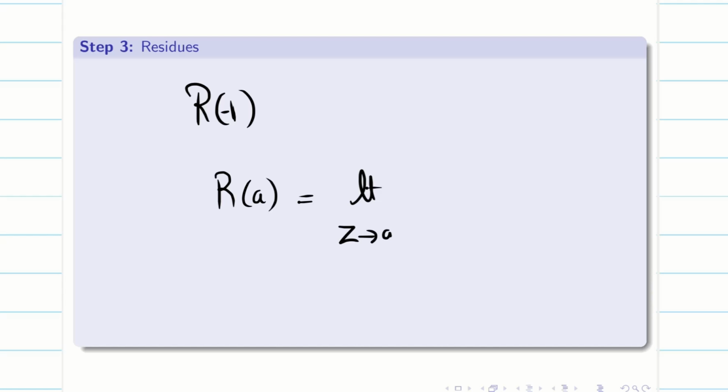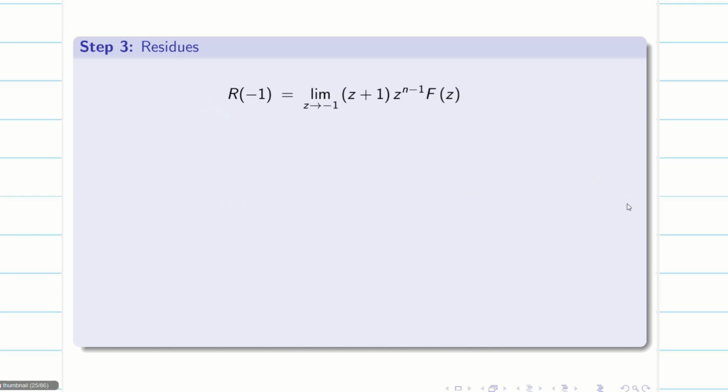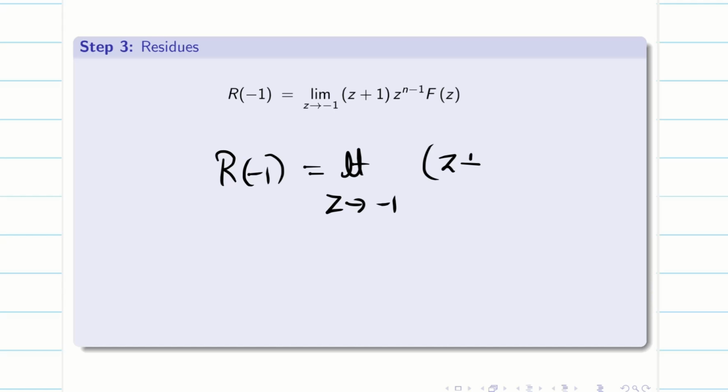Now step 3. I want to find the residue. Since minus 1 is a simple pole, I can write the formula for a simple pole. R of a is equal to limit z tends to a of z minus a into z power n minus 1 into capital F of z. Here R of minus 1 is therefore limit z tends to minus 1 of z minus a, that is z plus 1, into z power n minus 1 into capital F of z.